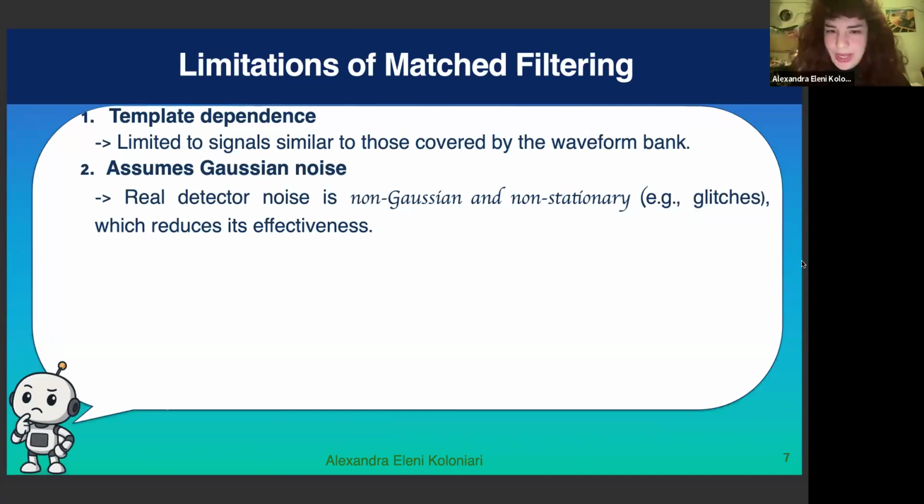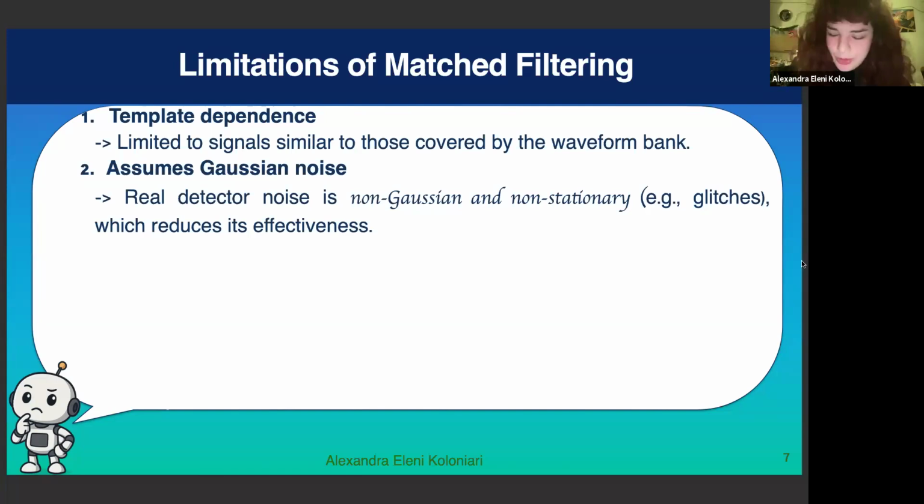However, there are two sides to every coin, so there are also limitations in match filtering. It is template dependent, meaning it is limited to signals similar to those covered by the waveform bank because, as I said before, we look for a match. So if we don't have something similar, there won't be a match. Additionally, as I also mentioned before, it assumes Gaussian noise, but as we all know, real detector noise is not Gaussian and is non-stationary, meaning there are glitches in it, and those glitches actually reduce its effectiveness.